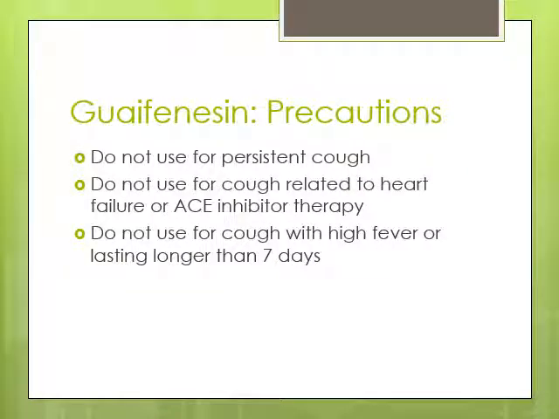Now, precautions. It shouldn't be used for persistent cough such as from smoking, asthma, or emphysema. Cough related to heart failure or ACE inhibitors should not be treated with guaifenesin, and a cough accompanied by a high fever or lasting longer than 7 days needs to be evaluated. Guaifenesin is pregnancy category C. There's been no problems in breastfeeding women with taking the medicine, and use in children as young as age 2 is considered safe. And actually, I've seen guaifenesin used in fertility for patients to thin out their cervical mucus.